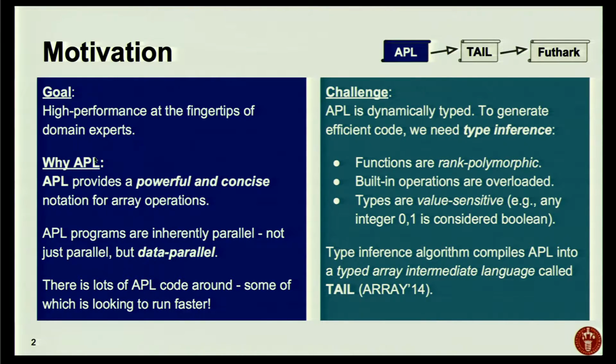These functions are really rank polymorphic, and we want to have more control over when we generate code. For what instances of use of these operators are we talking about? Many of the built-in operations are, of course, overloaded, at least from the syntactic point of view, and types are really value sensitive, meaning that you get these promotions from booleans into integers more or less automatically in APL.